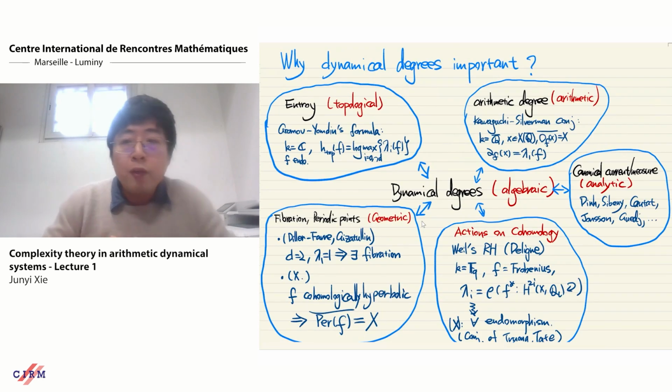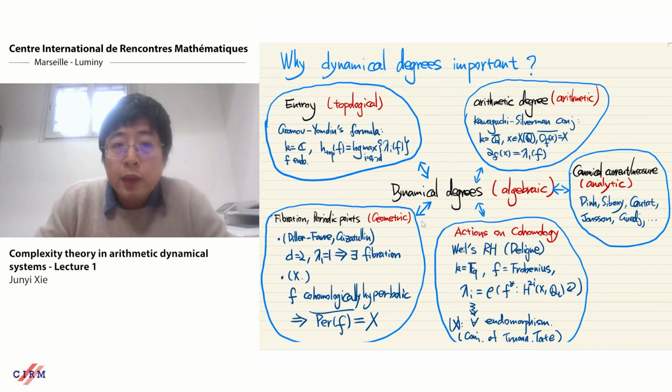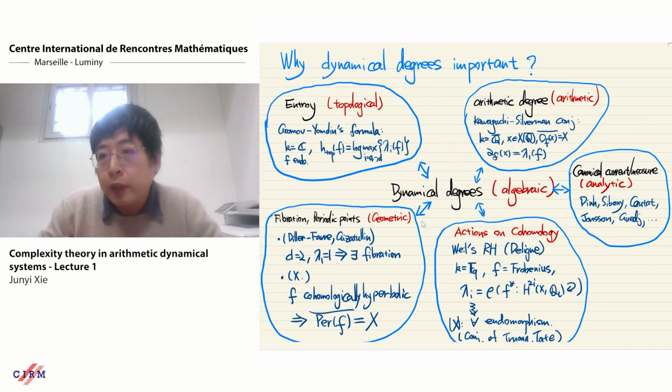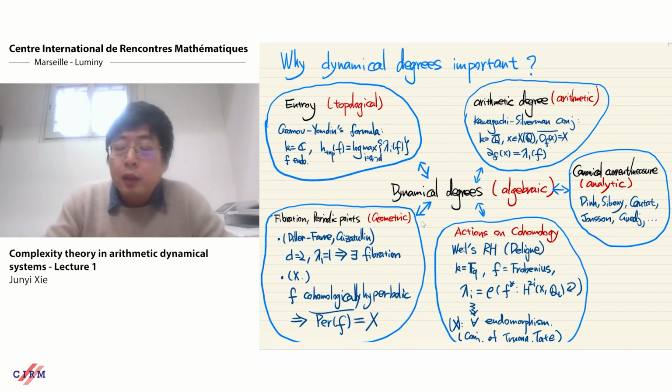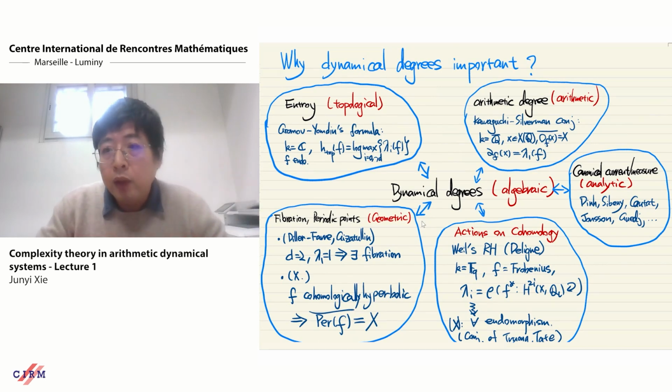So here is the graph. Here I want to explain why we think this dynamical degree is very important in arithmetic dynamics. We can think of this dynamical degree as some algebraic complexity of the dynamical system, and I think it controls this dynamical system in many aspects. For example, we have already seen by the Gromov-Yomdin formula that this dynamical degree controls the topological entropy. And in the arithmetic setting, there is a very important notion. We call it the arithmetic degree, which measures the arithmetic complexity.